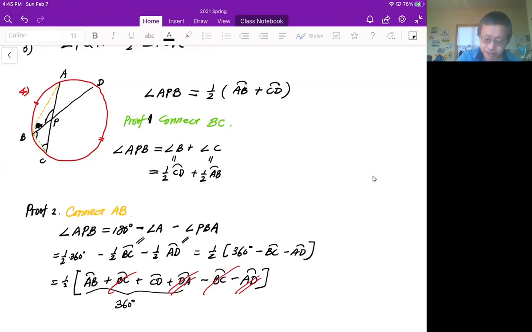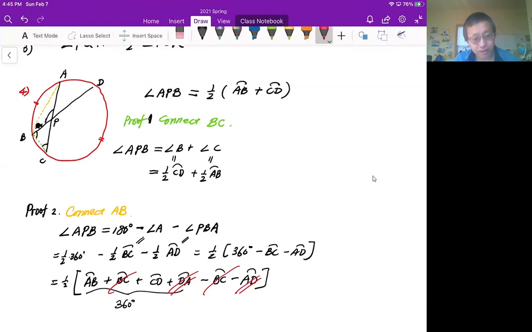Now the next corollary, as you can imagine, you can ask, if the angle P is an inscribed angle, I'm done. If it's completely inside the circle, I'm done. How about if it's completely outside of the circle? Okay, we get the next theorem.